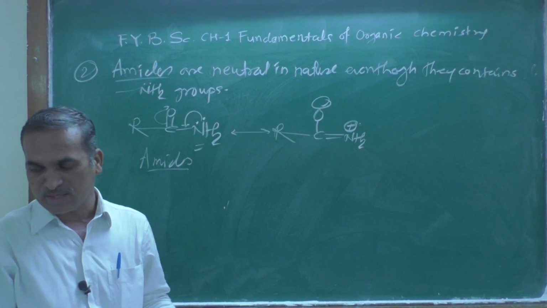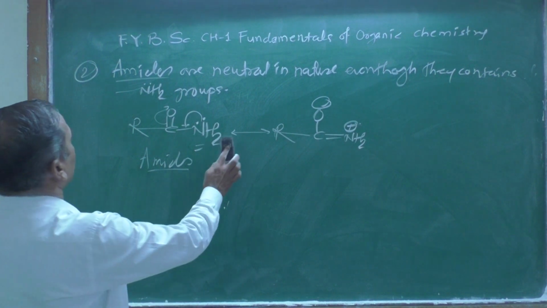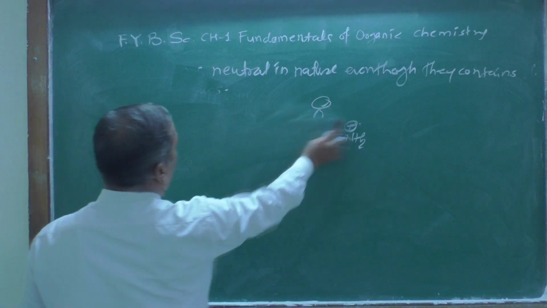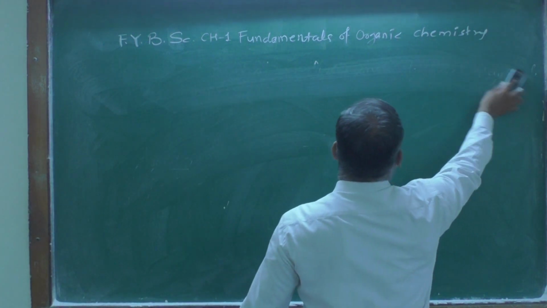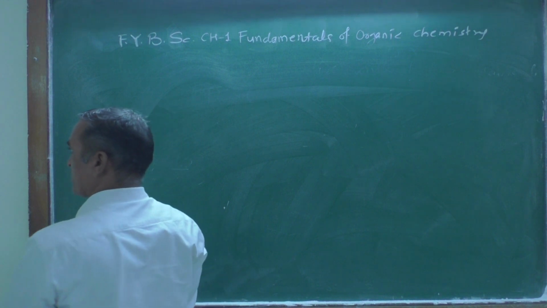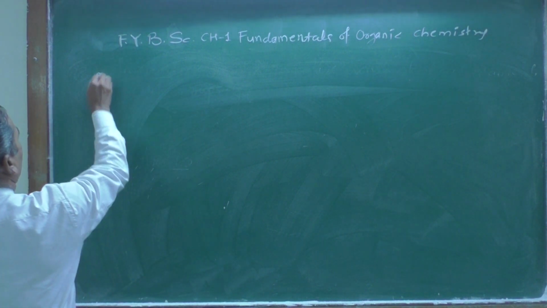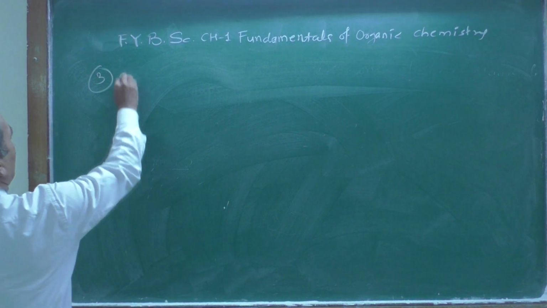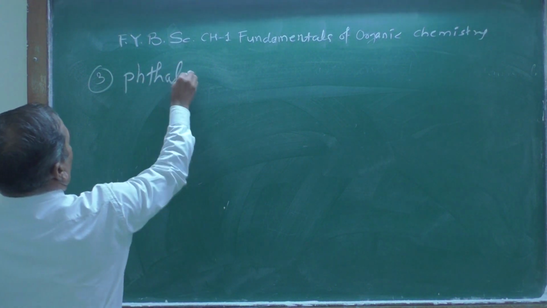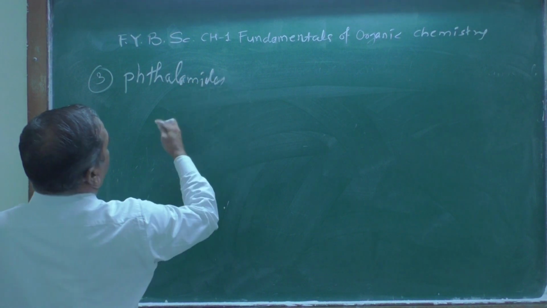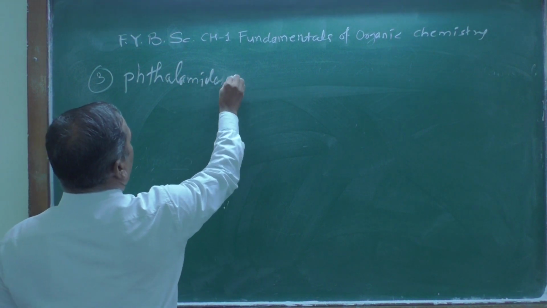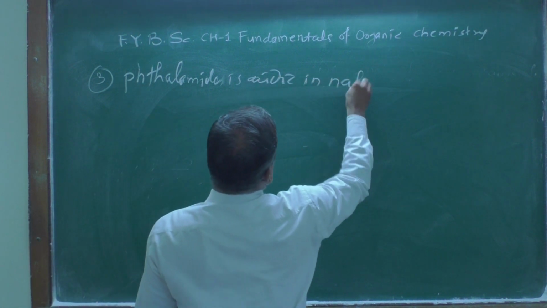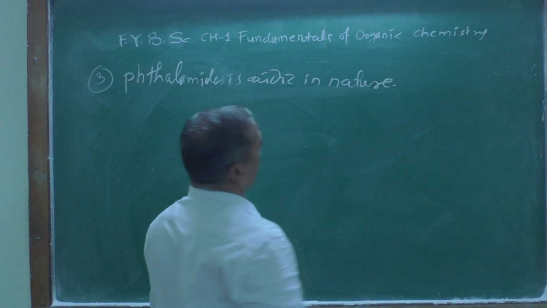Now let us look at the next one. That third application we are going to learn here. Third application, which is that third application? Let us see here. Third one, phthalimide is acidic in nature. Explain.